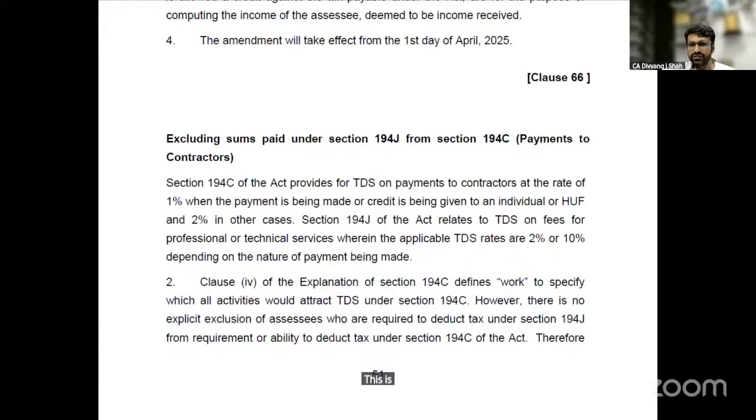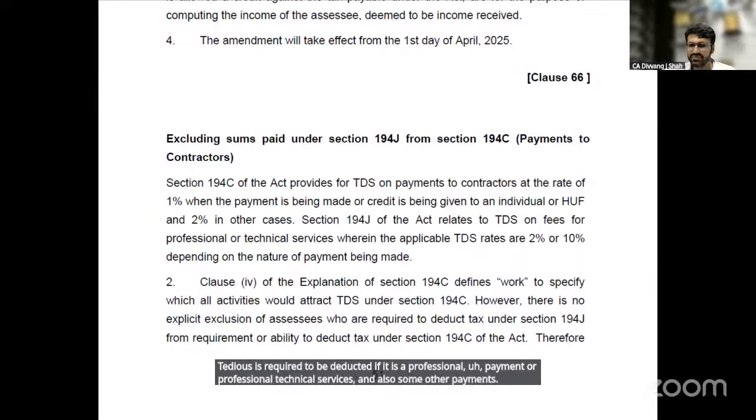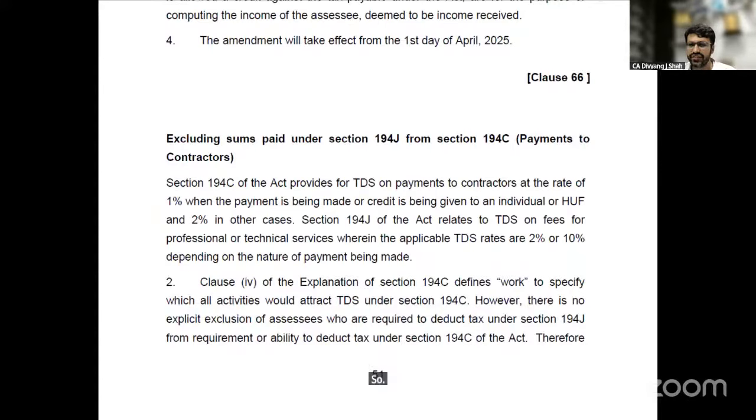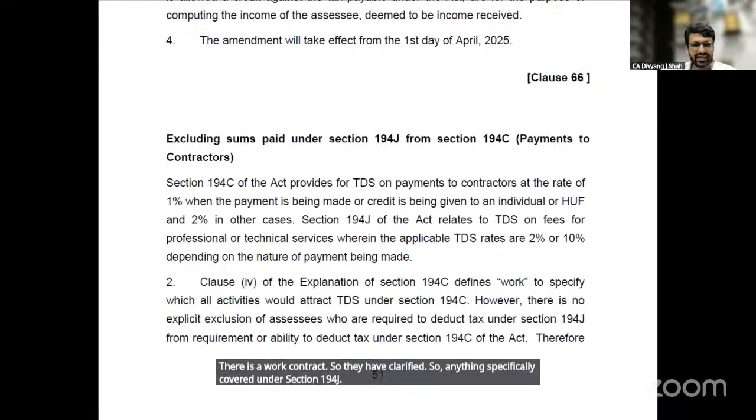This is section 194G, 194C. So 194C has the word work. So if anything is covered under the definition of the work, 194C will be applicable. Under section 194J, TDS is required to be deducted if it is a professional payment or professional technical services and also some other payments. So they have made a clarification that if anything is covered specifically in section 194J, 194C cannot be applicable, or that payment cannot be covered in the definition of the work, that is a work contract. So they have clarified. Anything specifically covered under section 194J, the 194J TDS rate will be applicable.